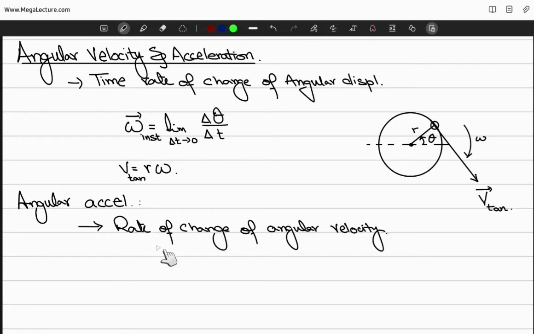And hence the time rate of change of angular velocity is known as the angular acceleration. So how fast my angular velocity is going to change is determined by a quantity called the angular acceleration. Mathematically, the angular acceleration is represented with this alpha symbol, and it is equal to the change in angular velocity over the change in time it takes to change this angular velocity.